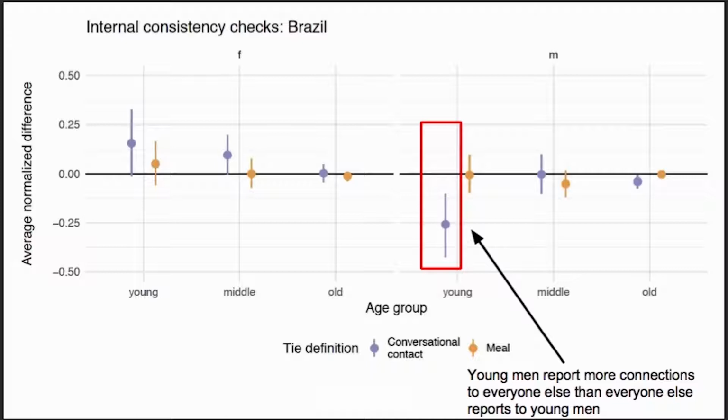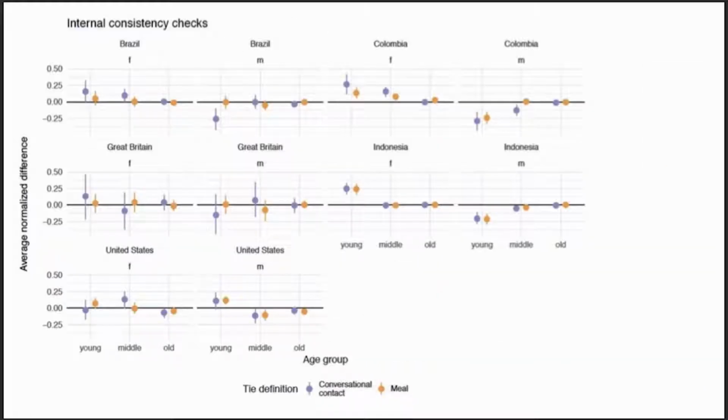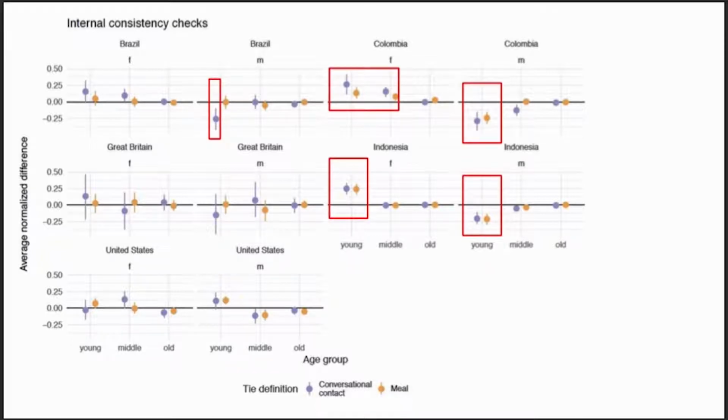Okay, so these are the results for Brazil. So now we're going to look at the results for all of the countries. This is an internal consistency check for each age-sex group, for both definitions, across all the countries. So this is Brazil, this is Colombia, this is Great Britain, this is Indonesia, this is the US. In the majority of cases, the reports seem to be internally consistent, but there are some exceptions. This is in Brazil, we saw that in the previous slide. Also in Colombia and Indonesia, so there's some evidence that there may be some reporting issues.